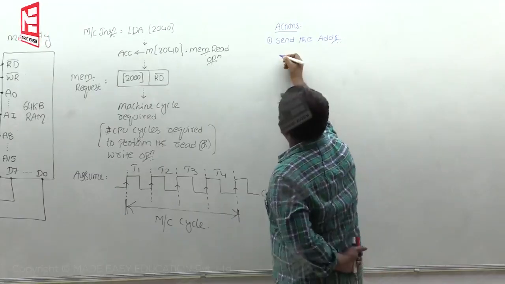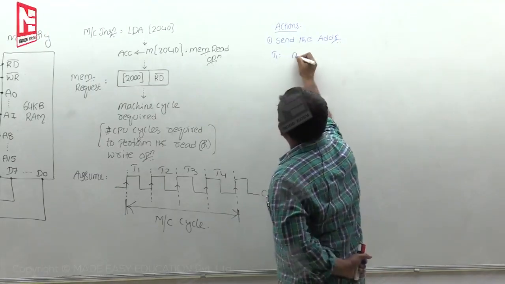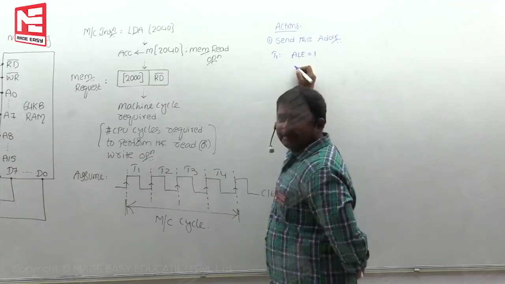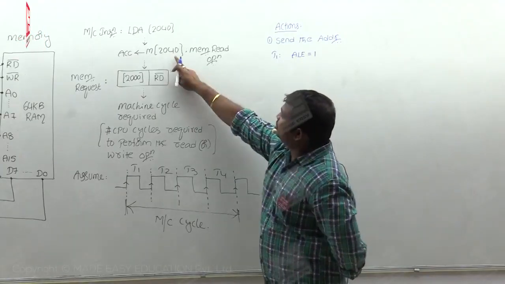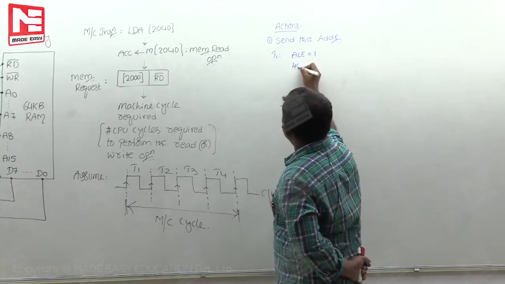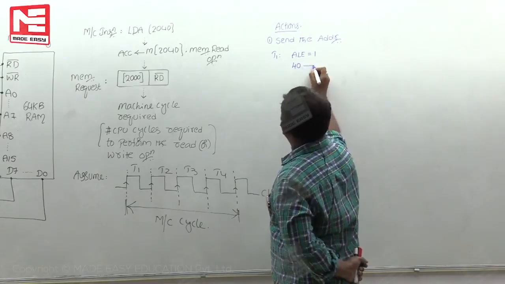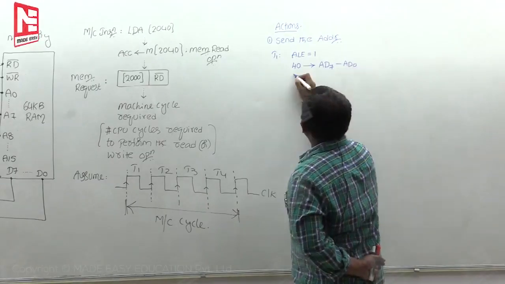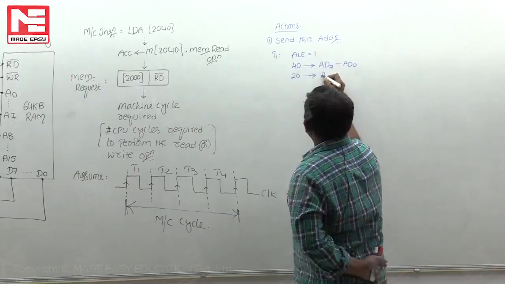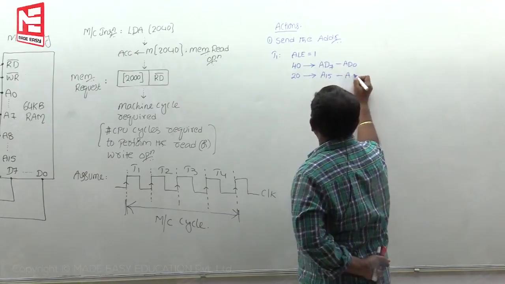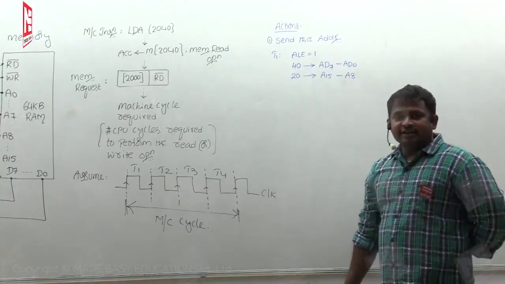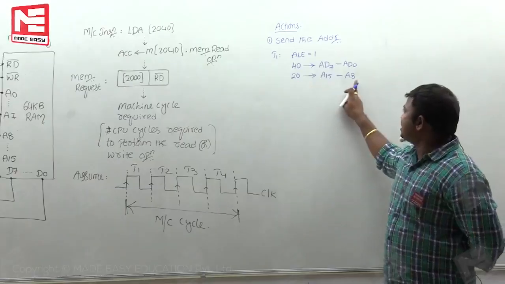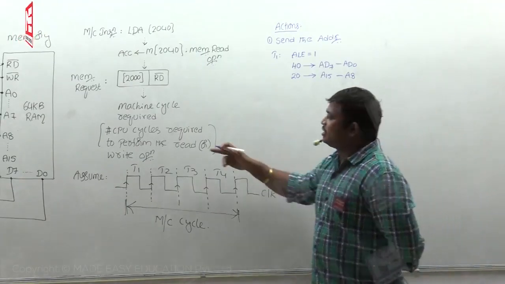When we want to send the address in the first cycle, compulsorily the ALE pin is equal to 1. The address is 2040. So now this 40 will be loaded onto AD0 to AD7, and 20 will be loaded onto A8 to A15. Is it okay? Send the address. The ALE pin is 1, so the lower byte address is on AD0 to AD7 and the higher byte address is on A8 to A15.